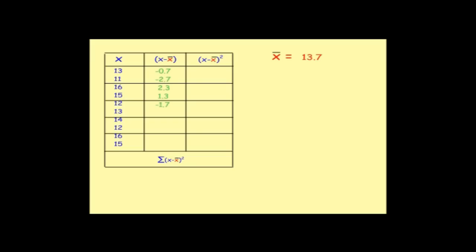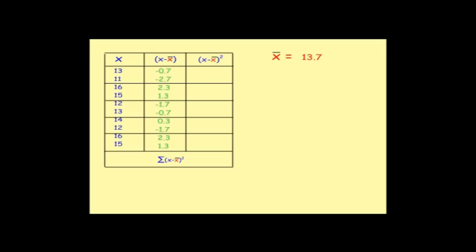13 minus 13.7, negative 0.7. 14 minus 13.7, 0.3. 12 minus 13.7, negative 1.7. 16 minus 13.7 is 2.3. And 15 minus 13.7 is 1.3. We now square each of these values.